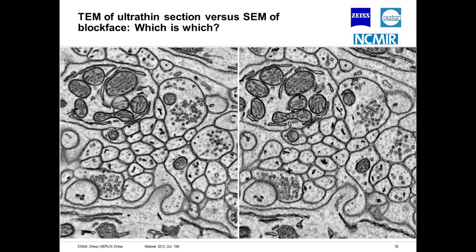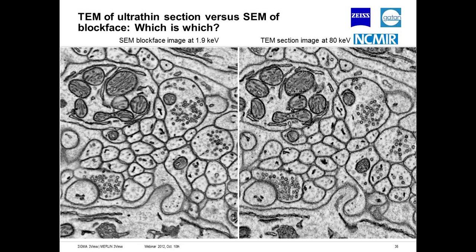But I think if we look here, we can see that the SEM image is the one on the left, acquired with a Merlin at 1.9 kV, and the standard TEM image of a section is over here on the right at 80 kV. And I think there's really probably no doubt that the TEM image looks better, but the block face image is actually pretty darn good.